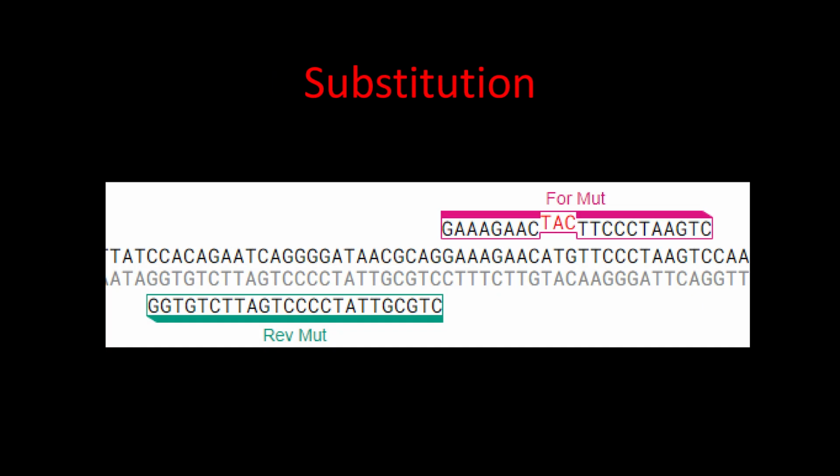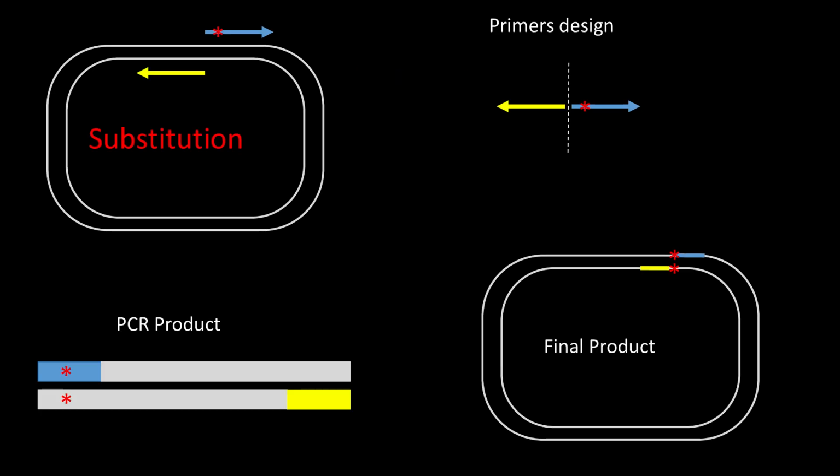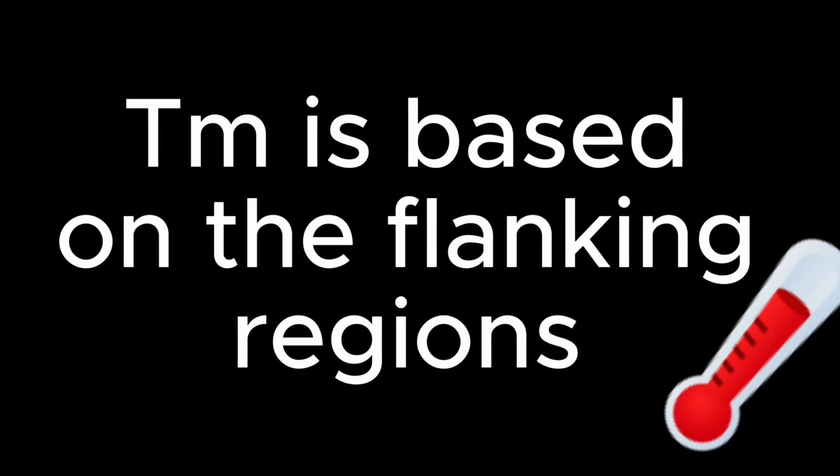Substitution. This is your go-to method for domesticating Golden Gate parts or building a library. The primers are designed back-to-back, with one containing a mismatch that gets integrated into the new molecule. The substitution can be placed almost anywhere in the oligo sequence, but it is best practice to keep it in the middle to provide a more stable flanking region. The melting temperature is based on the regions that match the template.